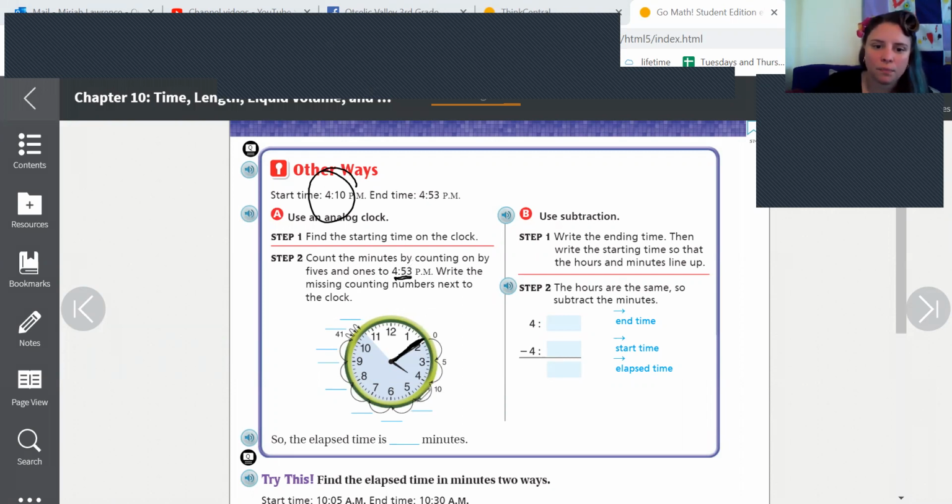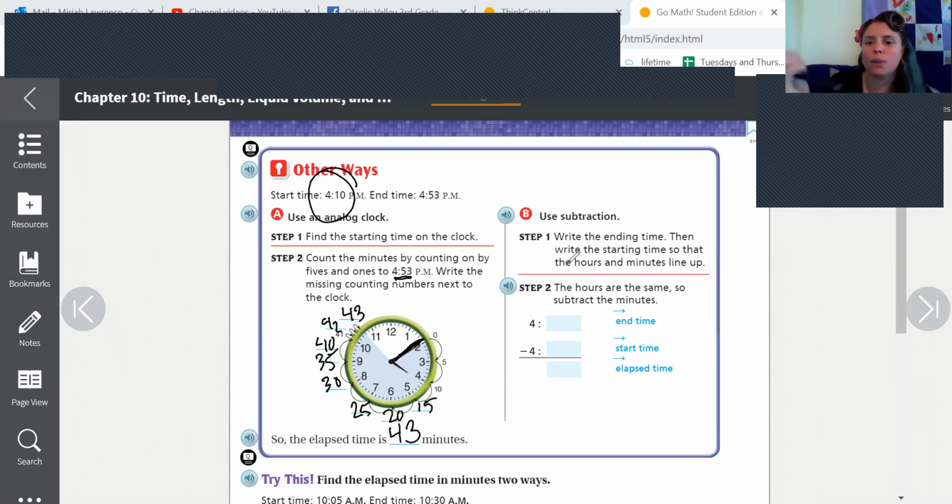5, 10, 15, 20, 25, 30, 35, 40. And then it starts counting by ones. 41, 42, 43. So you're just counting the amount of minute marks that are around the clock. So we know that it's 43 minutes that have gone by. We got here and we counted 43. Or you can use subtraction, which is what I just showed you.